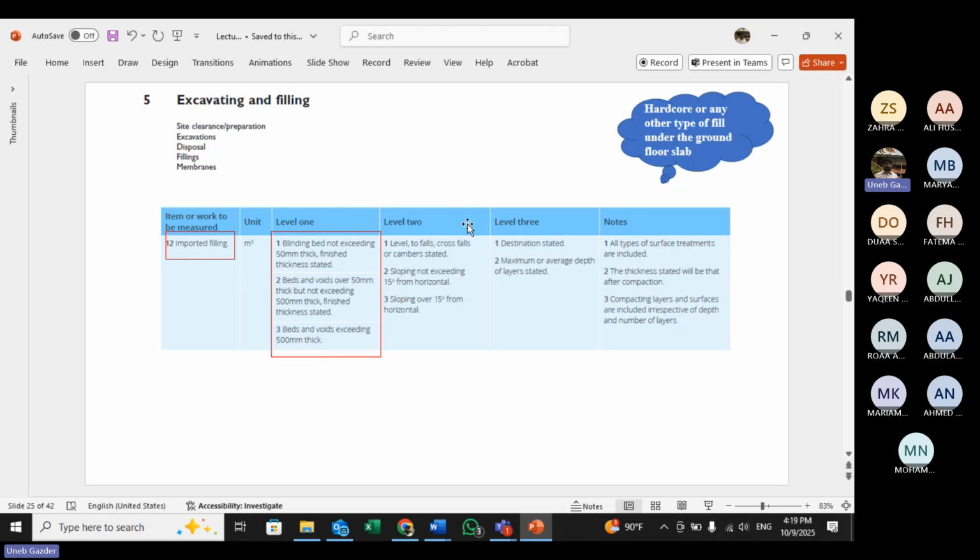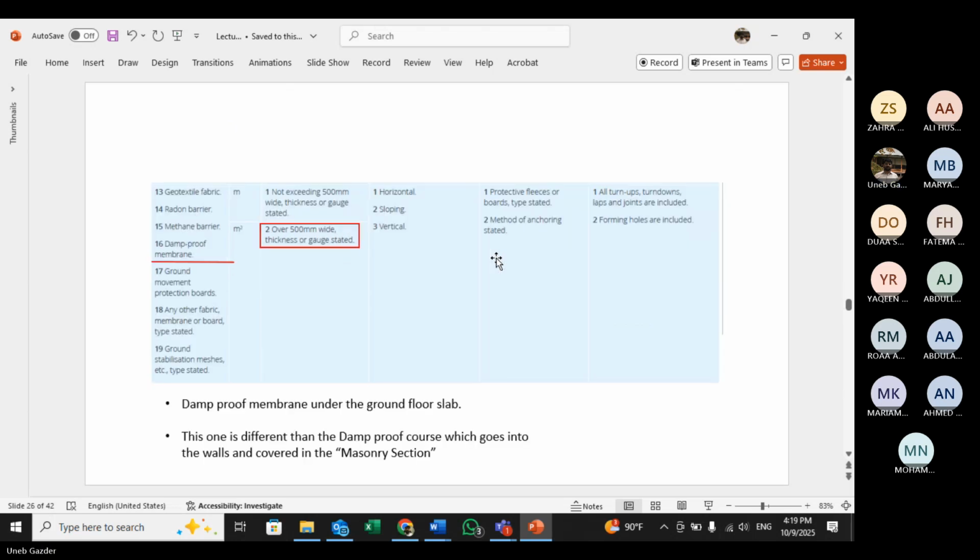Are you giving any cambers? Is it sloping? If it is sloping more than 15 degrees, or less than 15 degrees. If you're going to dispose of it, or if you are going to import it from somewhere, from where it is coming and so on and so forth. So these things must be mentioned.